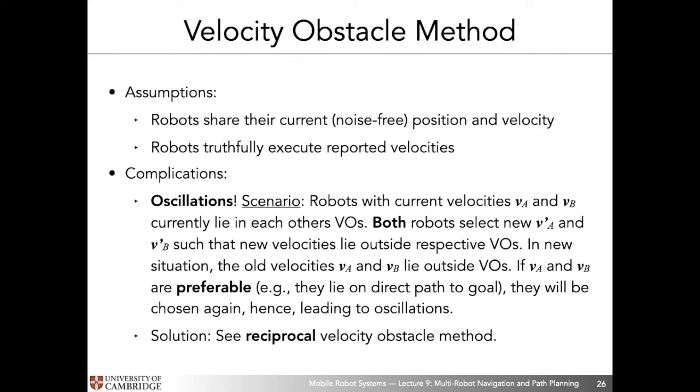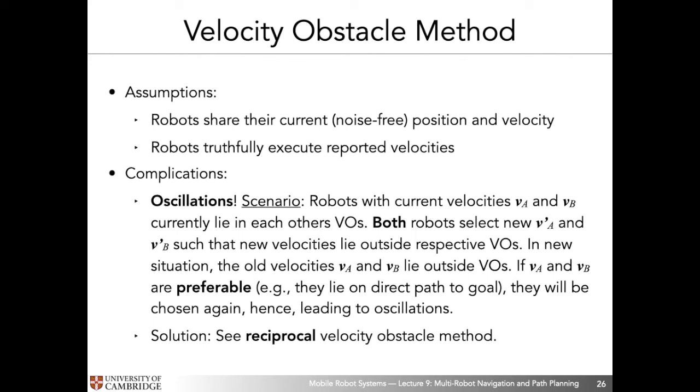So assume we have robots with current velocities VA and VB, and they currently lie in each other's velocity obstacles, right? So both robots are now going to select a new velocity v prime A and v prime B, such that both of these new velocities lie outside of the respective velocity obstacles. Okay? So this is exactly what I've taught you to do thus far. But now in this new situation, the old velocities that we previously had, v sub A and v sub B, are potentially legitimate again because they potentially lie outside the velocity obstacles.